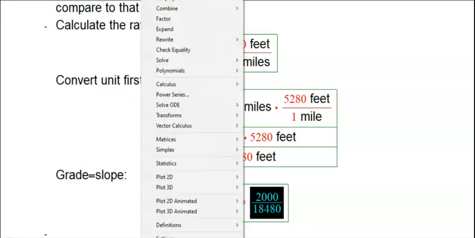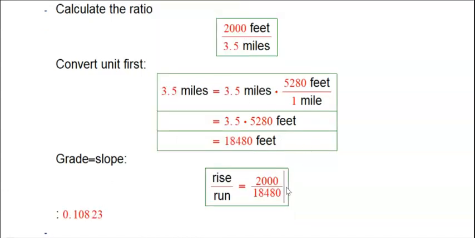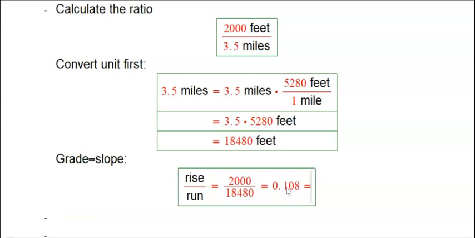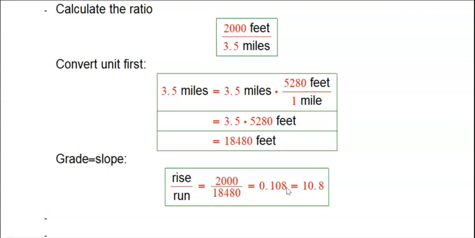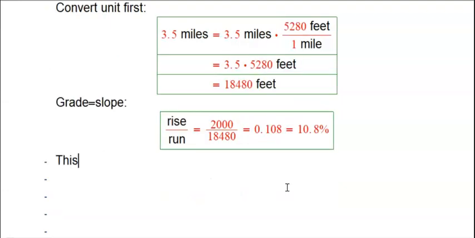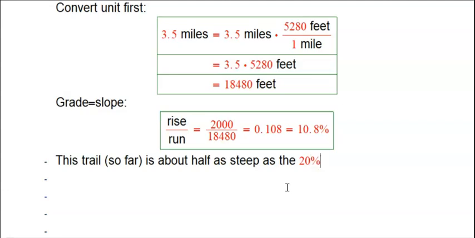And what do we get? Let's compute that. And that's 0.108, and I don't need the rest of the precision there. If I like percent, I just move the decimal place over and say that's about 11%. So this is moderately steep, but it is definitely not as steep as that 20% that I was using as a comparison. So it's about half as steep. So this trail, so far at least, is about half as steep as the 20% standard.